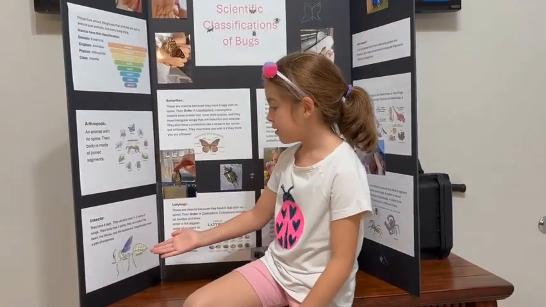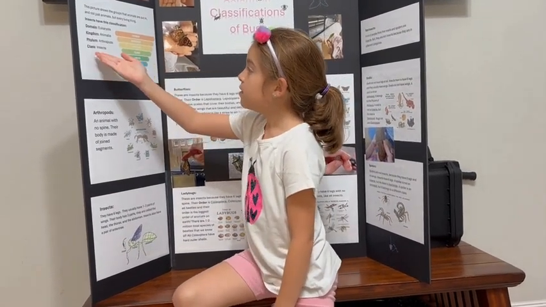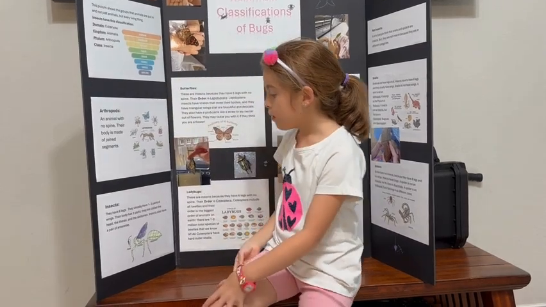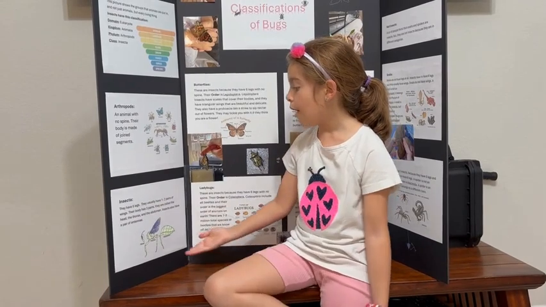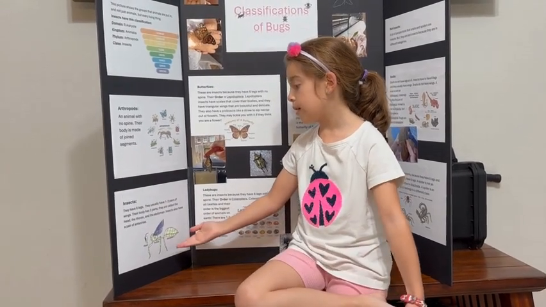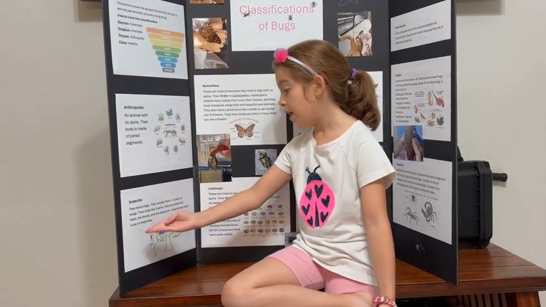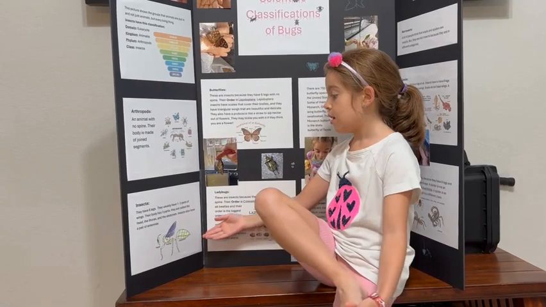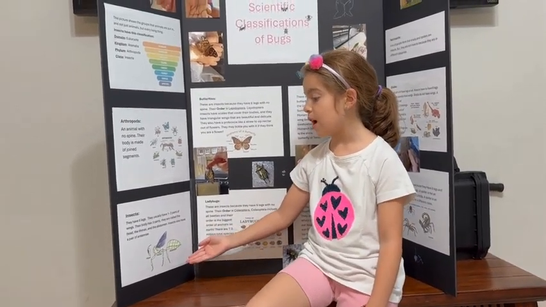This is Insecta. Insecta is their class. As you can see up here, they have 6 legs. They usually have 1 or 2 pairs of wings. Their body has 3 parts. They are called the head, the thorax, and the abdomen. Insects also have a pair of antennae.